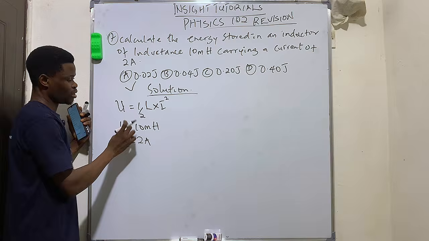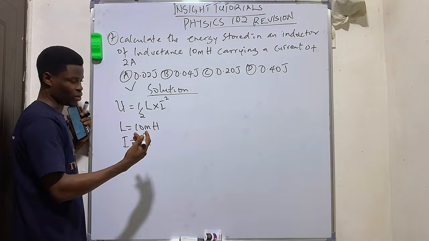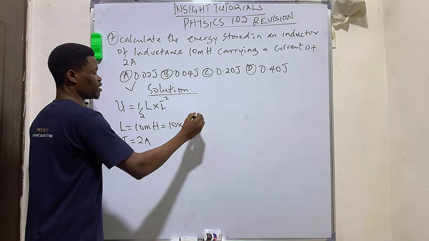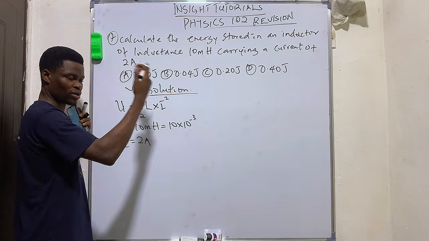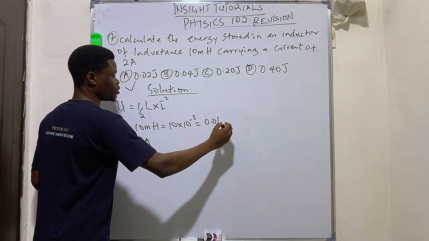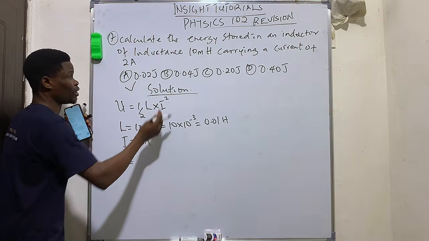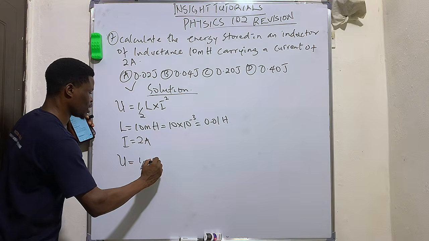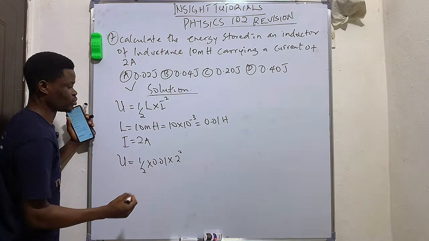Now, before we solve this, we have to do a conversion here. Our inductance is to be measured in Henry, not millihenry, okay? So it will be 10 times 10 raised to the power of negative 3. That's how you convert from millihenry to Henry. You attach 10 raised to the power of negative 3, and this gives us 0.01 Henry. With that conversion done, we can find our energy stored as 1 over 2 times 0.01 times 2 raised to power 2, all right?